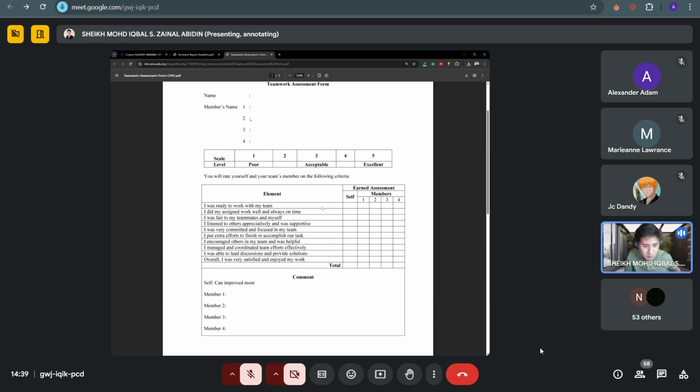So if you have a problem with any of your members, you can write here so I can read it and maybe make a judgment on whether to give more marks, to deduct marks, or so on, right? So this is where you explain to me what is happening within your team, within your group, right?